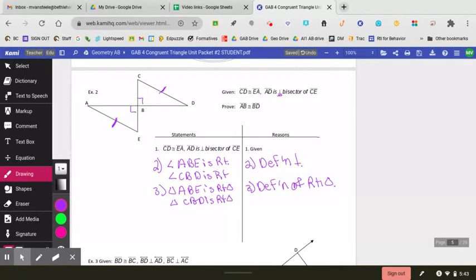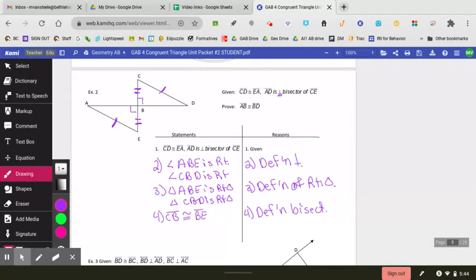Now I only used part of that. It also says AD is the bisector of CE, meaning AD cuts CE in half. So that means that CB is congruent to BE. Which is definition of bisector.